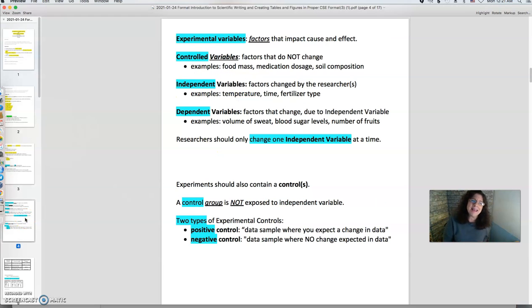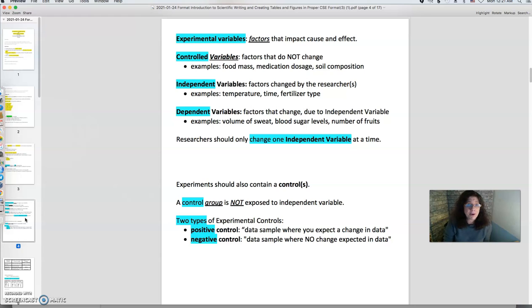When we design the experiment, variables are a critical part of the design. Variables are factors that impact cause and effect, which is exactly what we're looking for when we have an observation of a problem, we have questions about its cause, and we have a hypothesis that is looking at a possible explanation for the cause. Variables are the factors that produce cause and effect.